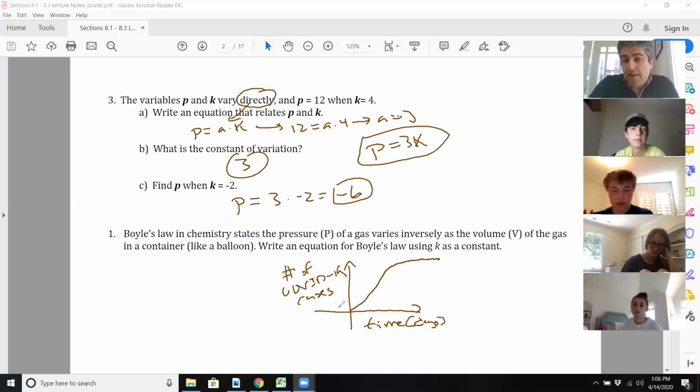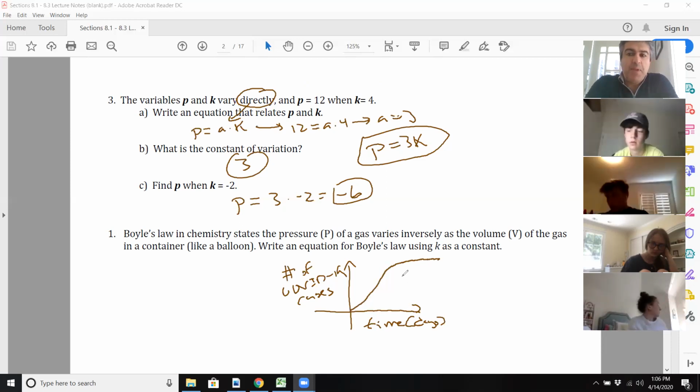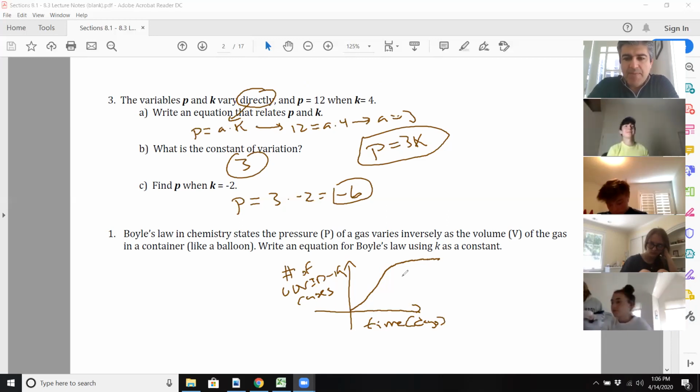There's a pattern for that, right? That pattern might be exponential, could be logarithmic. There's a lot of different ways you can model it. I'm not going to get into that because that's just going to be too confusing for you guys. But it's not going to be linear, obviously. It's not going to be an inverse.